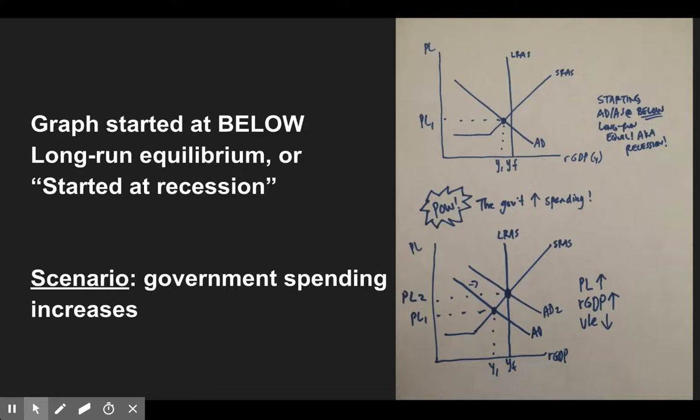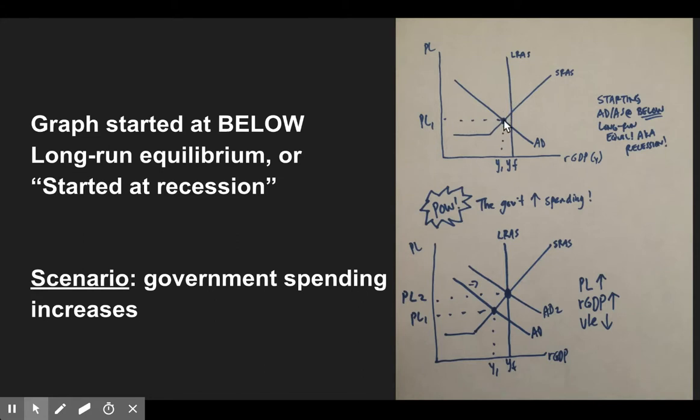All right, so here's the final video. It'll deal with one example each of shifting AD, SRAS, and LRAS. So the original graph, based on the prompt given here where it says the graph is started at, will be at the top. The bottom will be after the scenario, which is also right here with the comic book style POW.